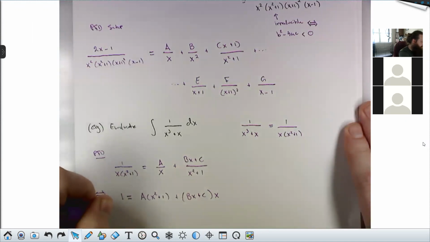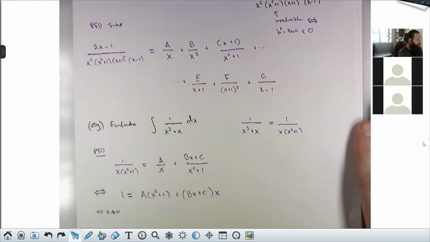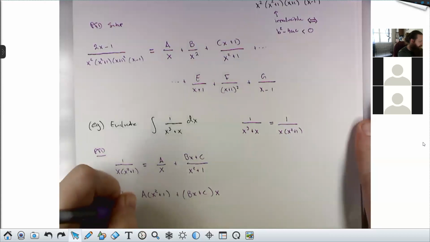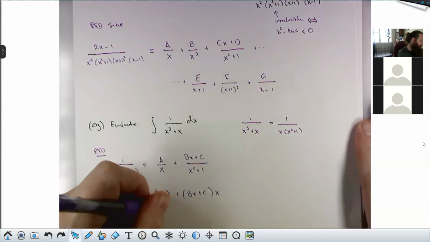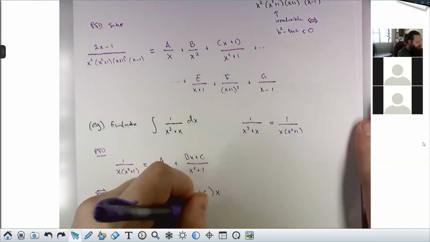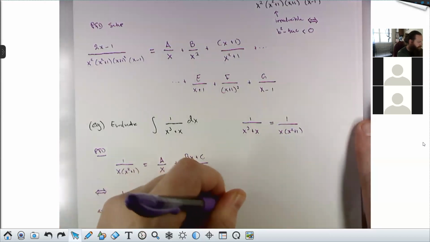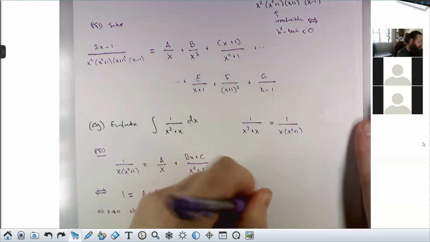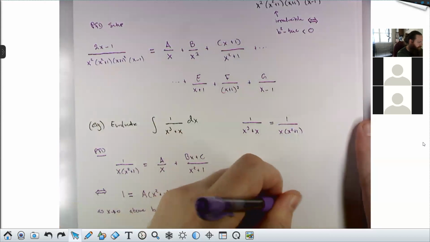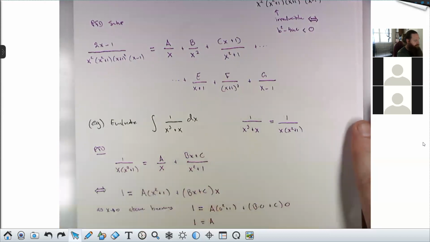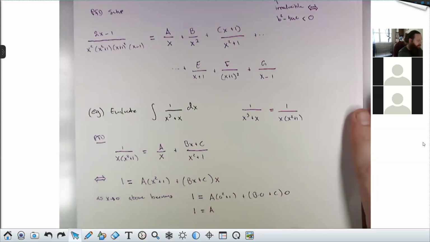In particular, as x goes to 0 here, I know this whole term will disappear, because it has a factor of x in it. And that will allow me to recover A. As x goes to 0, this becomes 1 equals A times (0 plus 1), 0 squared plus 1 if you like, plus (B times 0 plus C) all times 0. This is the same as saying 1 equals A, right? 0 plus 1 is 1. So we get A out for free.